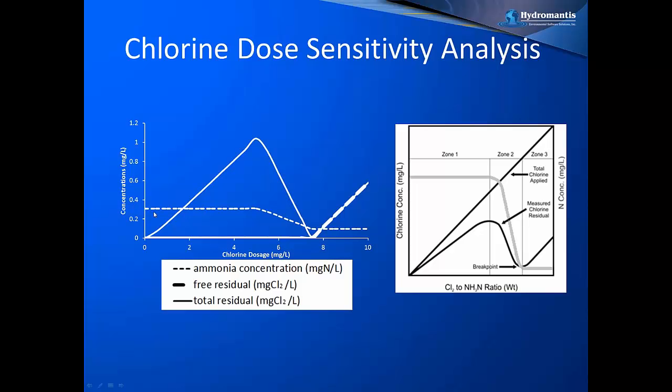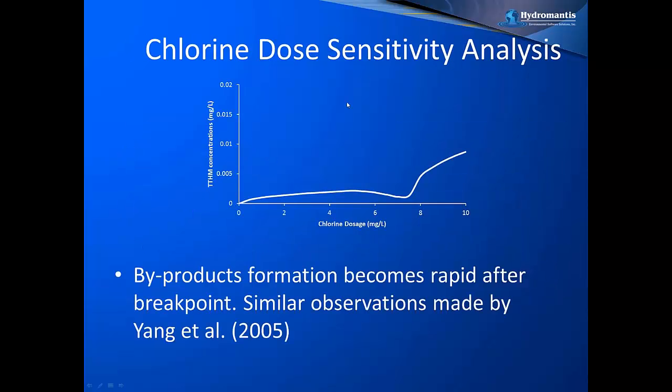Same with the ammonia concentration. So the ammonia concentration, or the nitrogen concentration, remains the same, but after that it starts to decline, and it is at a minimum at the breakpoint chlorination and stays the same after breakpoint chlorination. So this is a typical graph that we generated by the chlorine dose sensitivity analysis.